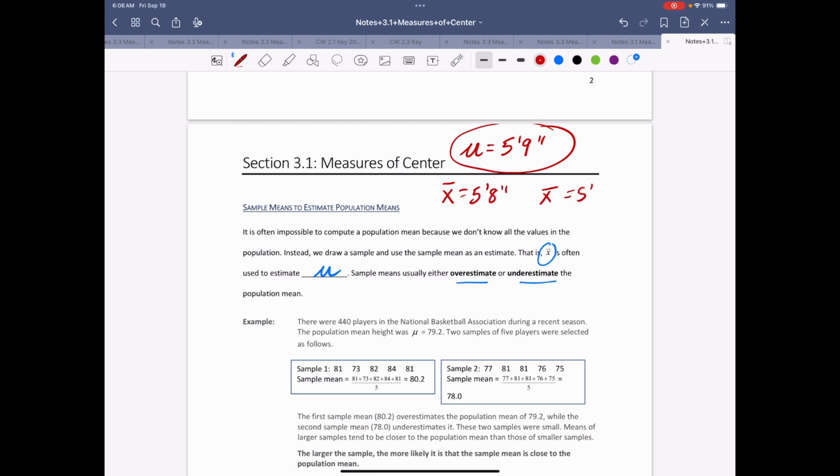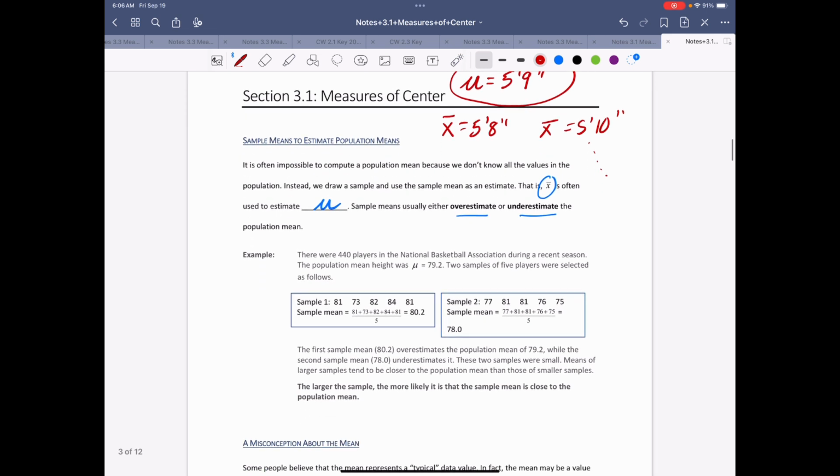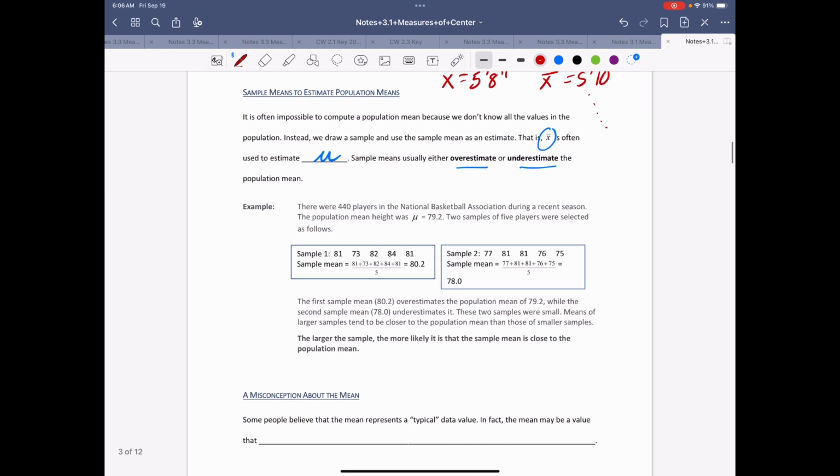You might get 5'10", and they're going to vary. And that's just because of chance in sampling. It's because of chance. So a lot of times what happens is this X bar over or underestimates mu. And I'll give you an example from your text.